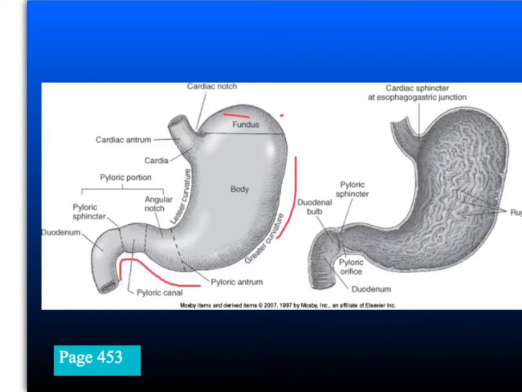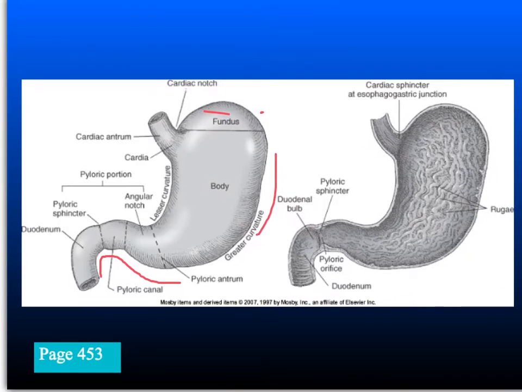On the inside of the wall of the stomach, we have rugae, which are the creases. I don't know what they call it in your book. These are the folds or creases on the internal surface of the stomach, and they are there to increase the capacity of the stomach, sort of. Then there's the pyloric orifice and the duodenal bulb, and the duodenum is also shown there.